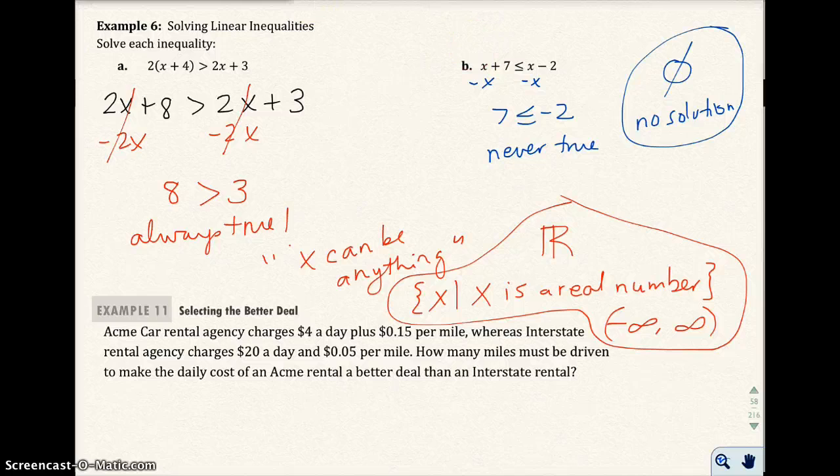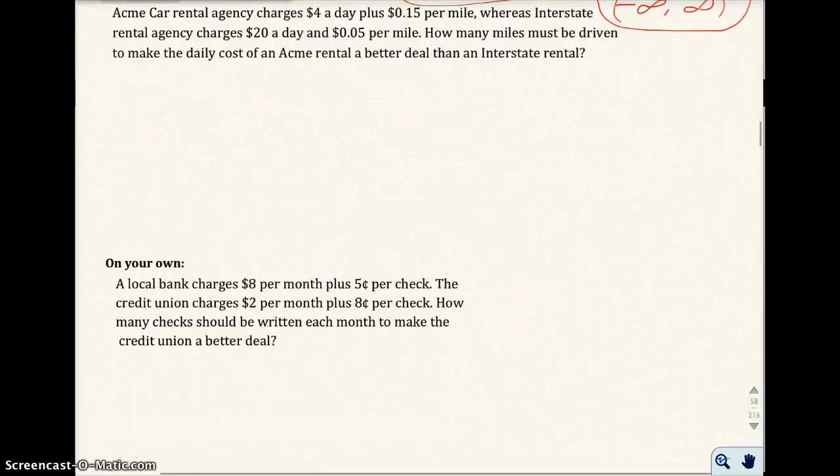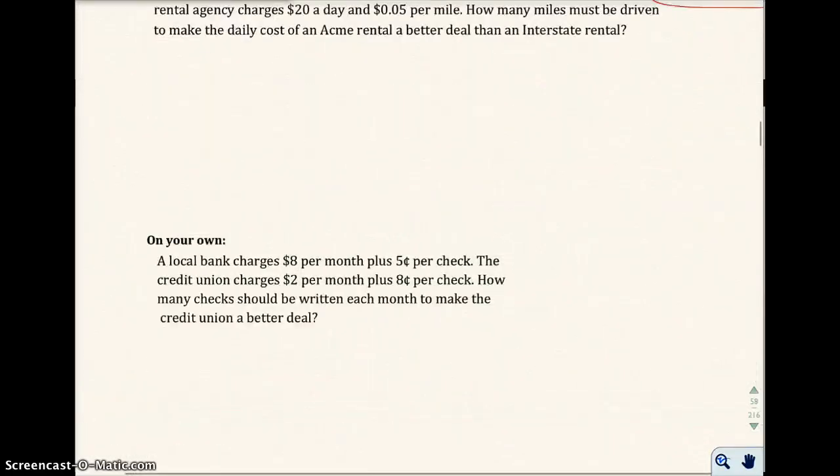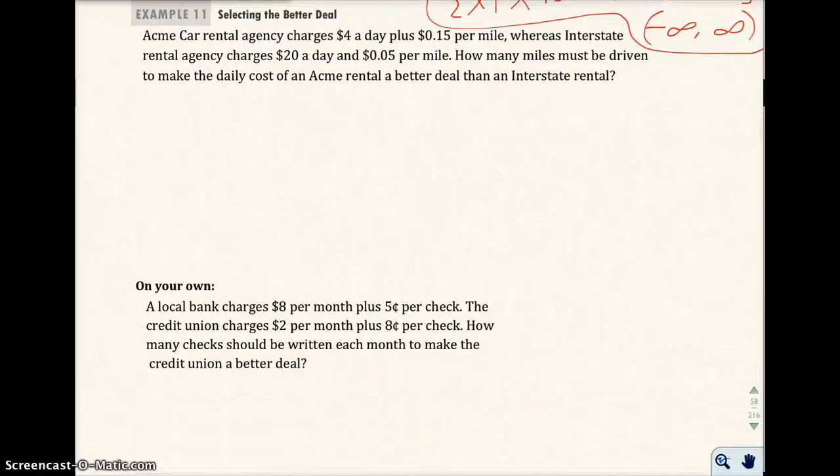Okay, so let's go ahead and start doing some word problems with these inequalities. Example 11 is a real-life problem that we could use to solve an inequality. Acme Car Rental charges $4 a day plus 15 cents per mile, whereas Interstate Rental Agency charges $20 a day and 5 cents per mile. Well, this company charges less a day but more per mile. More a day but less per mile. How many miles must be driven to make the daily cost of Acme Rental a better deal than Interstate?